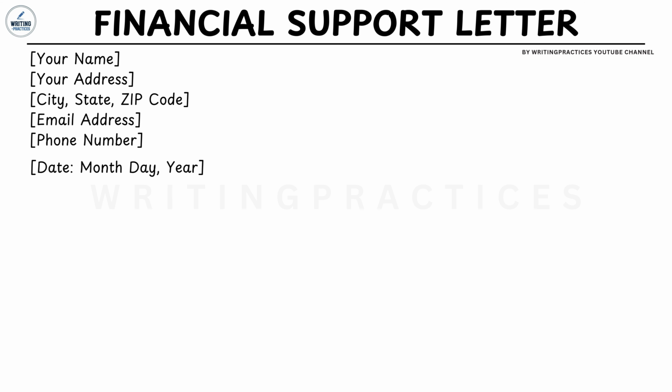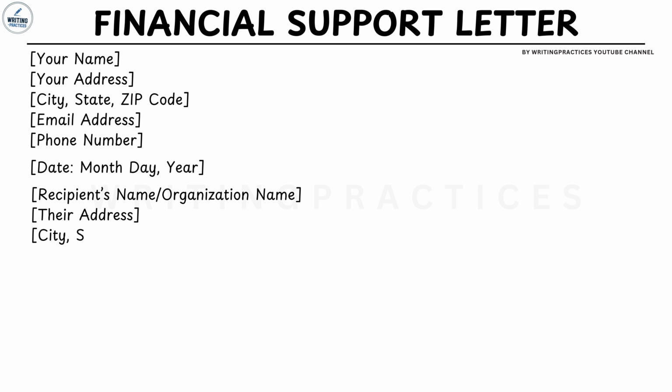Step 3. Recipient's information. Now add the recipient's details, whether it's a person or an organization. Here's the format: recipient's name or organization name, their address, city, state, zip code. This shows exactly who you're addressing. If you're unsure of their full name or title, double-check online or with their office. It adds a personal touch and makes the letter feel more thoughtful.